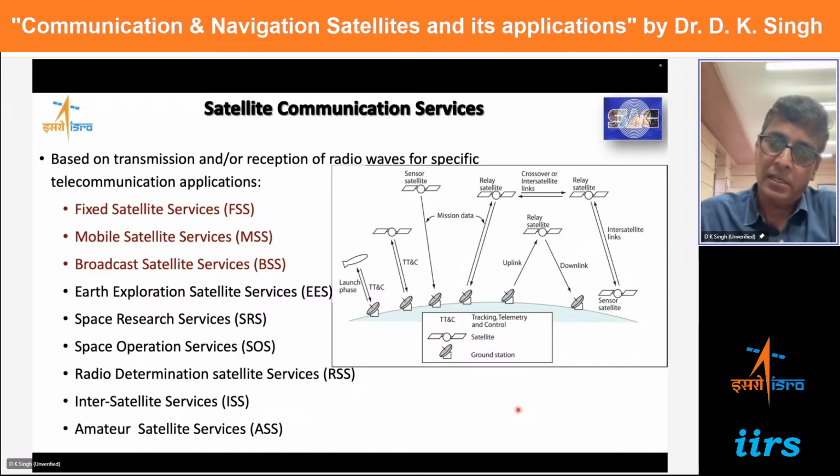Now when we talk about the services and applications, depending on how we are going to transmit and receive the radio wave and how our ground stations are designed, there are different classes of services which can be provided by the satellite. The most popular are fixed satellite services, mobile satellite services, and broadcast satellite services. These are the 3 categories which are very popular. But beyond this, we have the Earth exploration satellite services, where we do the data downlink from the satellite to ground, then space research services, space operations services, radio determination services, inter-satellite services, communicating between satellites, and so on.